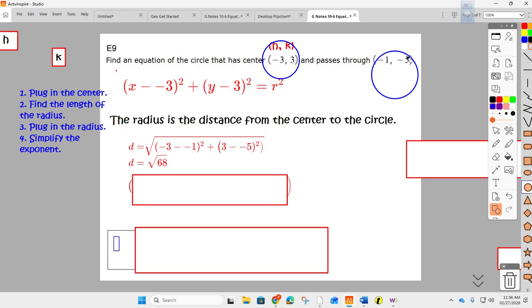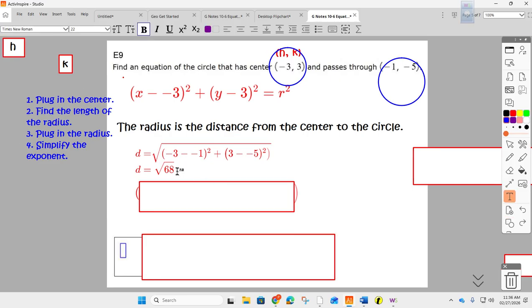Right? Now here's the thing. It's an irrational number. They won't always be, but sometimes they will be. We do not want to round that number. We're going to leave it as a square root. And I'm going to show you why. So now we know that that is not only the distance from the center, but that is the radius, right? So now we know what the radius is.